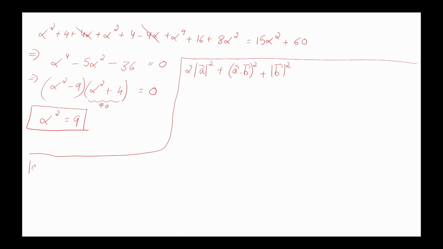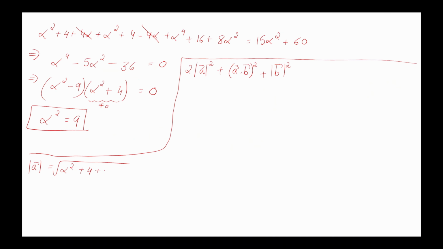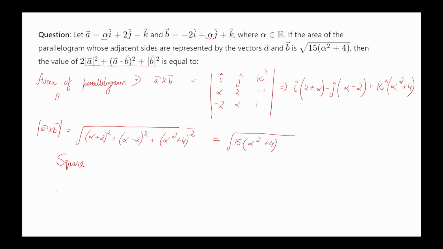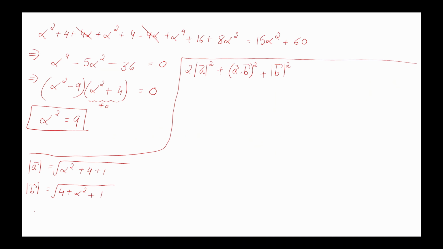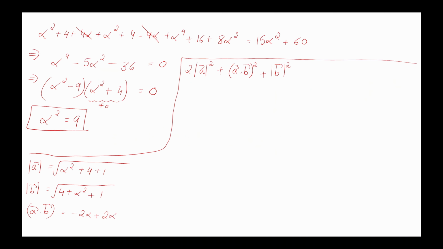So let me find my a vector modulus. What is it going to be? Root under alpha square plus 4 plus 1. What would be my modulus b? This would be root under 4 plus alpha square plus 1. And if I find my a vector dot b vector, what is it going to become? Alpha into minus 2, so minus 2 alpha, plus 2 alpha, and in the end I'm going to have a minus 1. So this and this would get cancelled out. I just have a minus 1 here.